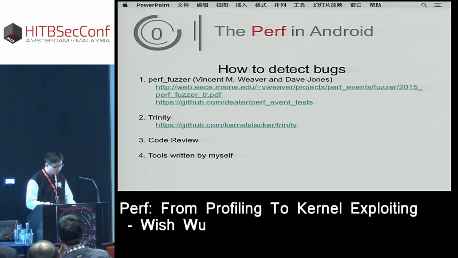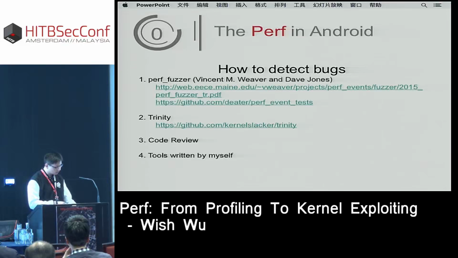Here are 4 ways for me to detect the bugs in perf. First, we can use perf fuzzer. We should thank these two guys. They released a paper and a perf fuzzer tool. That helps me a lot. They put their project on GitHub, and here are their papers.